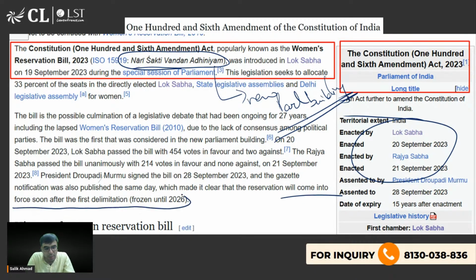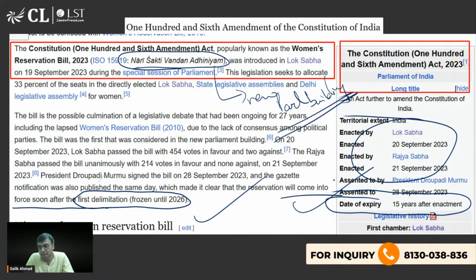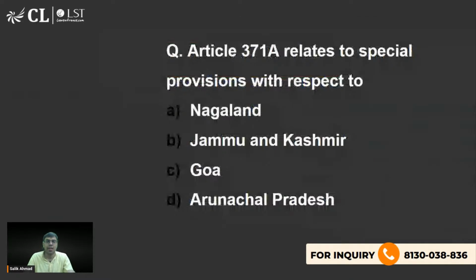Coming to first one, first delimitation until frozen till 2026. उसके बाद होगा ये सब. And after expiry of 15 years, it will actually expire. Yes. Let's move on to the next one.